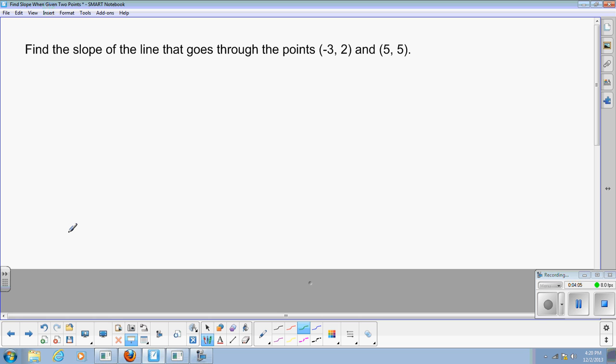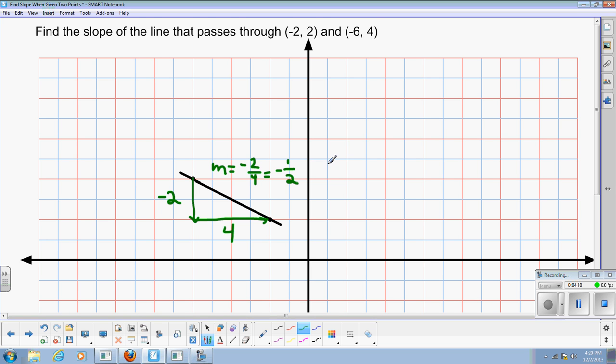Well, let me go back to our last one where we did have our graph, and I'll show you what we do. Find the slope of the line that passes through (-2, 2) and (-6, 4). Well, let's say I don't have this graph. Then what we do is this. We create a t-table.